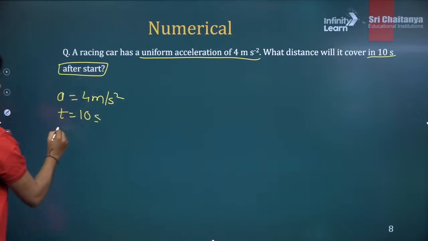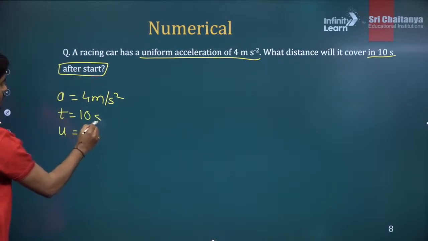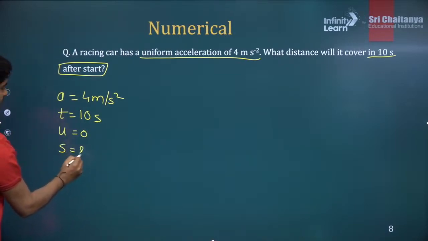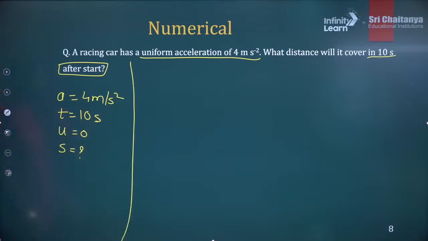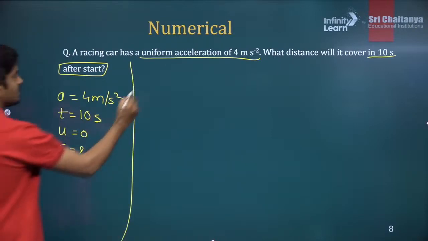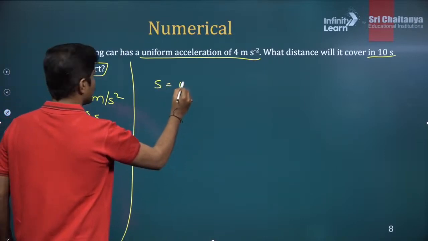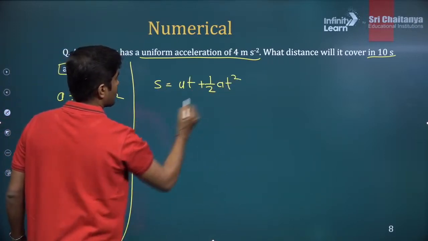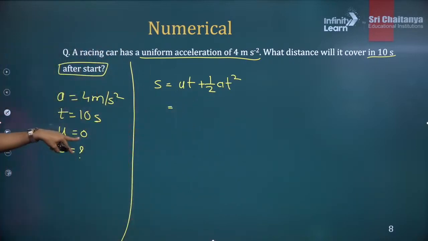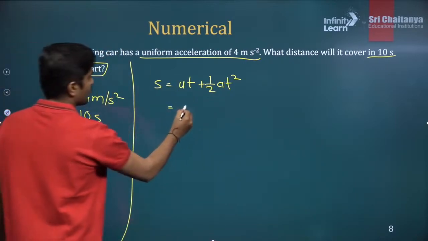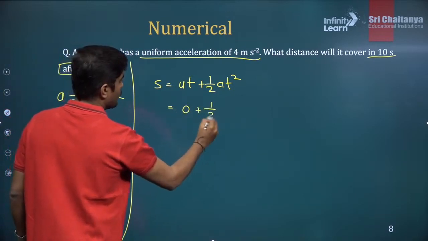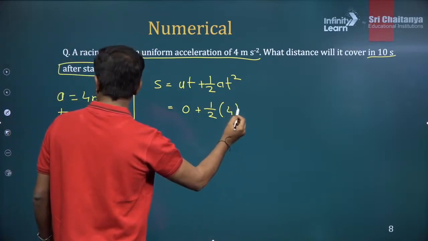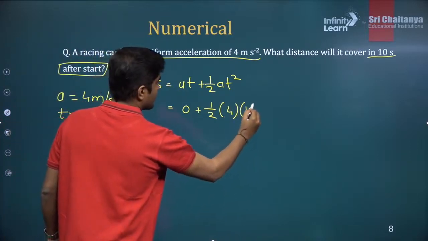And after start, that is, initial velocity is 0. So we want to find out what is the distance s. How will you calculate? We can use the second equation: s is equal to ut plus half at square. What is u? u is 0. So the first term is 0, plus 1 by 2, acceleration is 4, multiplied by time. Time is 10, 10 square.